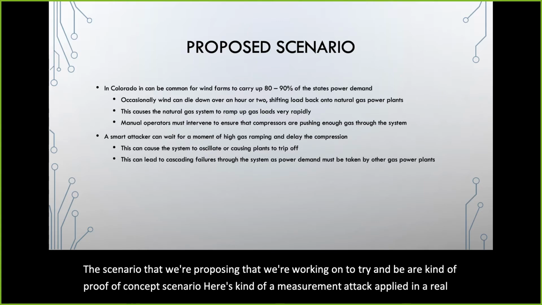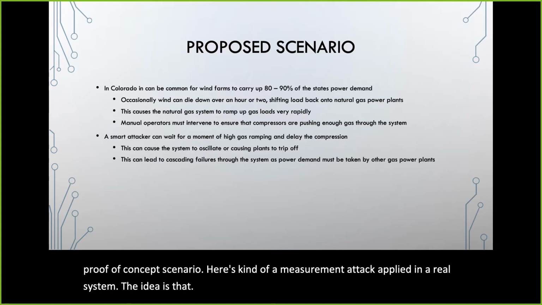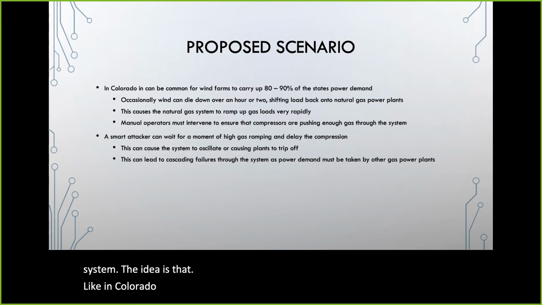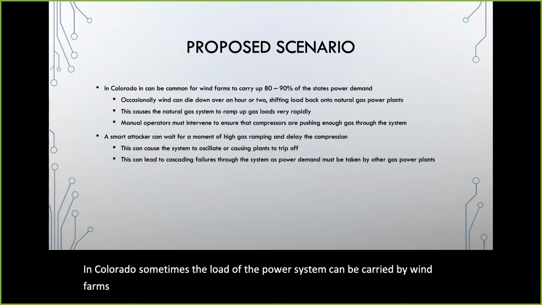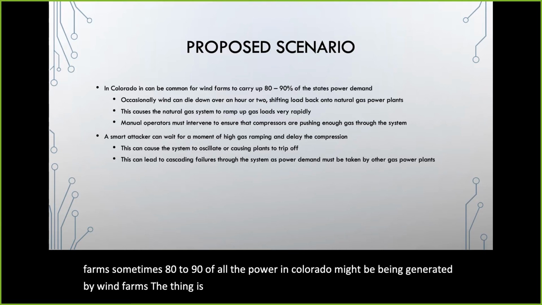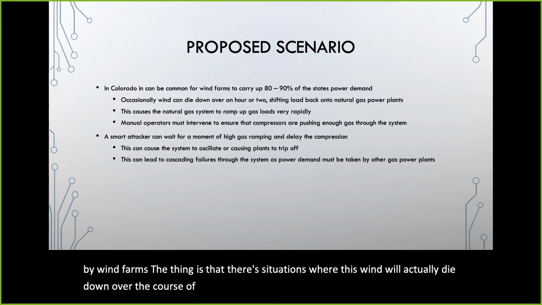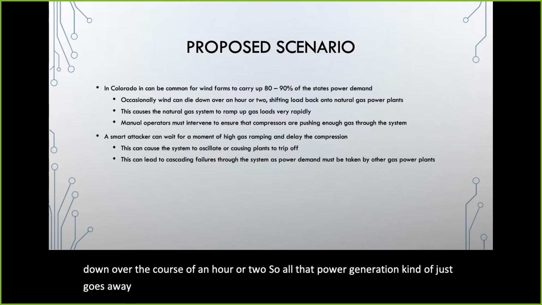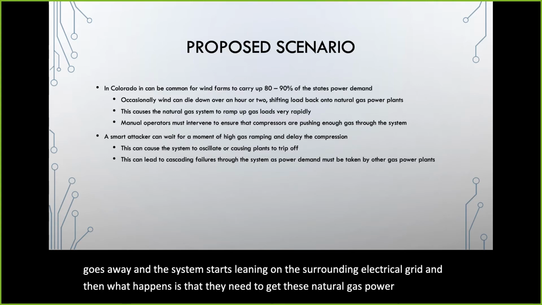The idea is that, like in Colorado, sometimes the load of the power system can be carried by wind farms. Sometimes 80 to 90% of all the power in Colorado might be generated by wind farms. But there are situations where the wind will die down over the course of an hour or two. So all that power generation goes away, and the system starts leaning on the surrounding electrical grid. And then they need to get these natural gas power plants fired up over the course of a few hours.